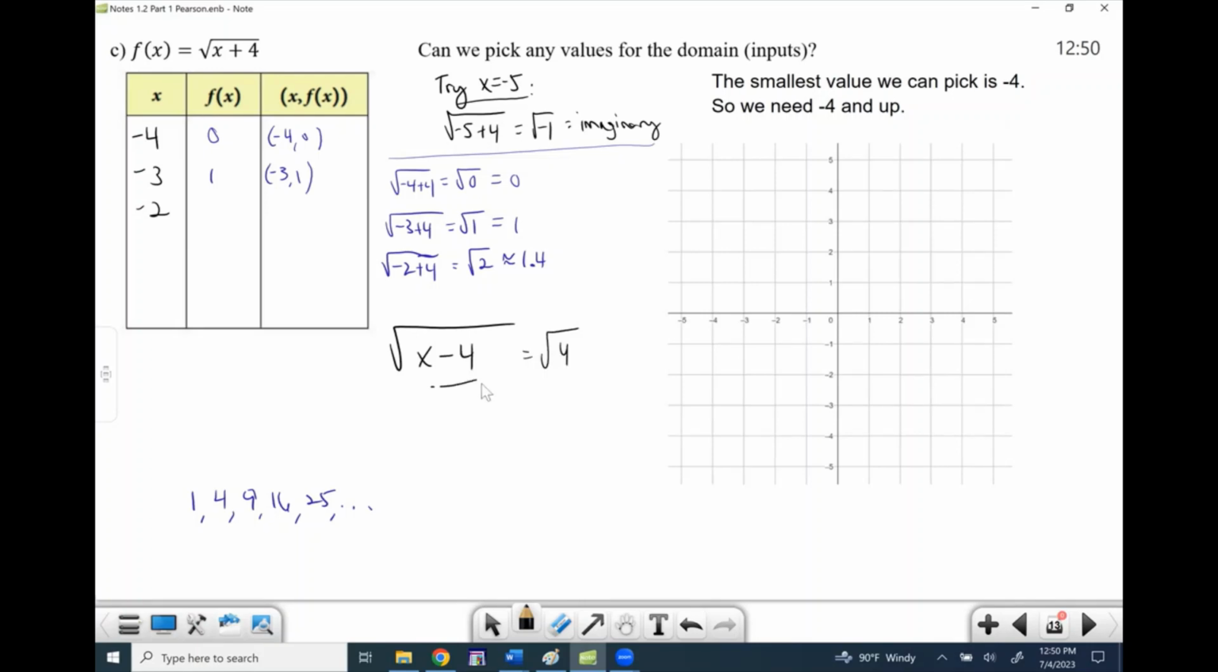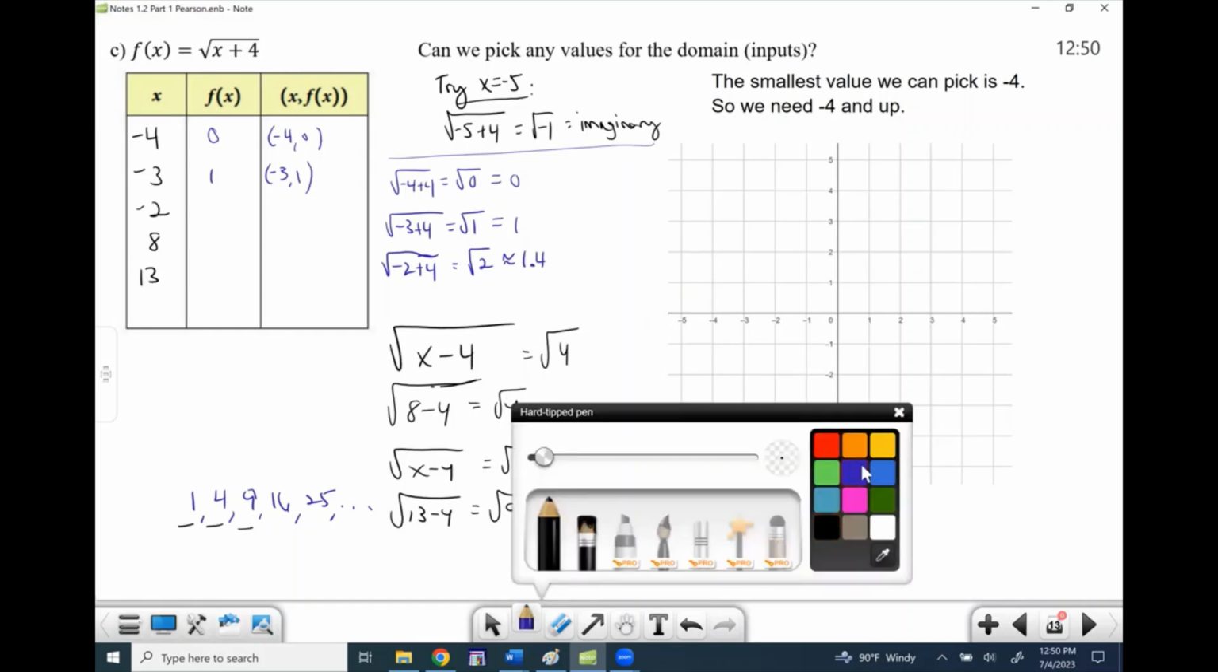And so maybe you can see that it would have to be 8 minus 4 would get you 4. So I'm going to pick 8. I'm going to try this again. I've already gotten 1, I've already gotten 4, I want to get 9. So I have to think, what minus 4 would get us 9? So 13 minus 4, you guys, is 9. So why don't we pick those values then, 8 and 13? Because then when we substitute them in, we're going to get a nice number.